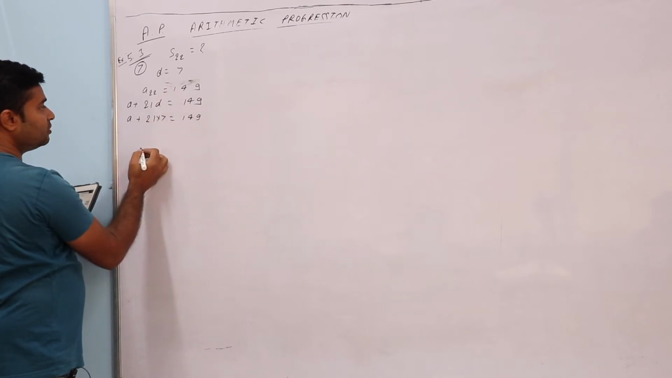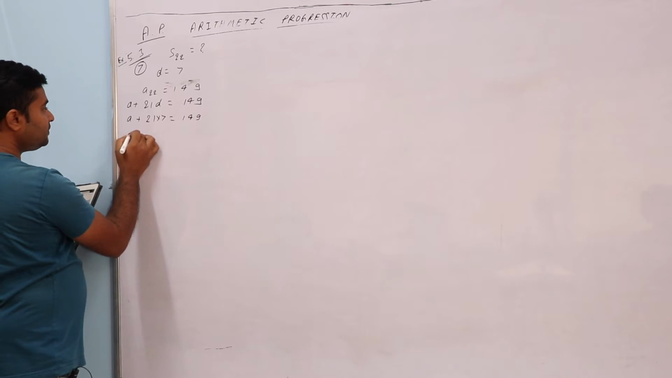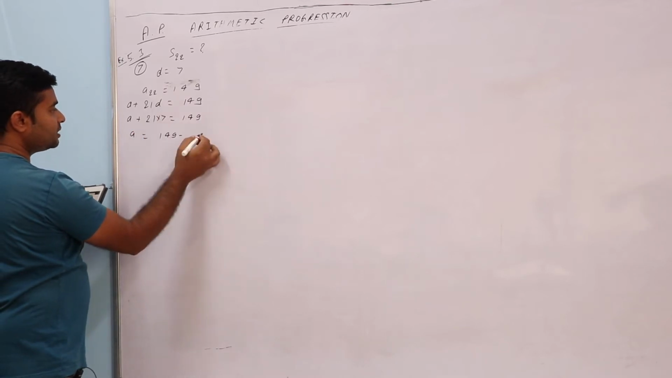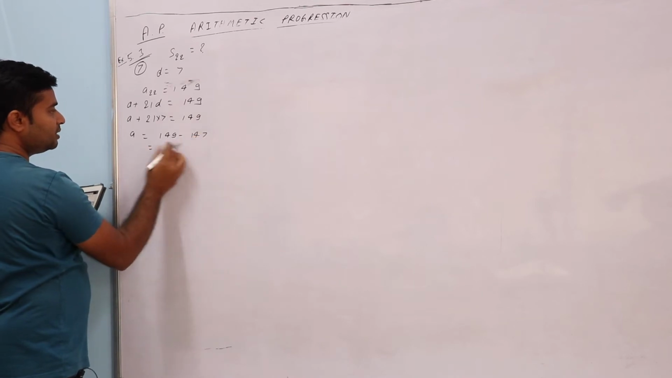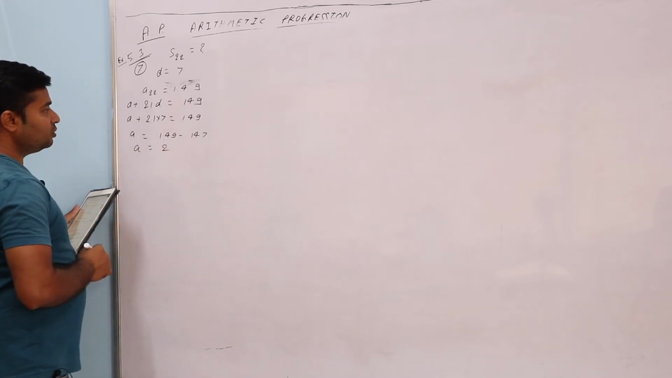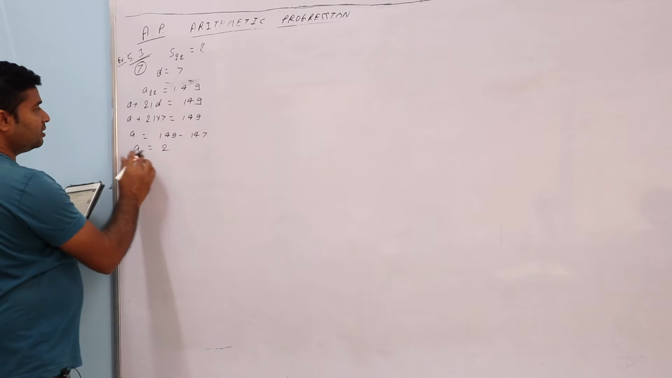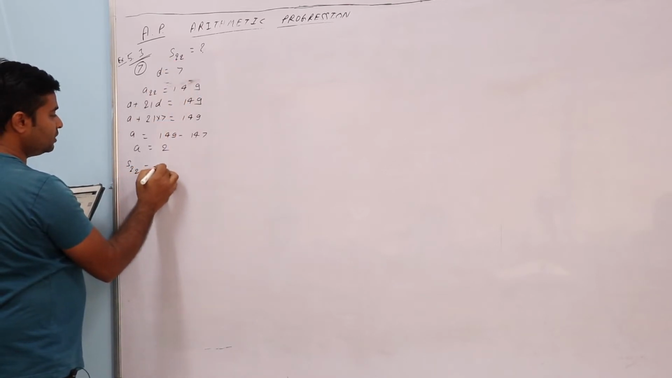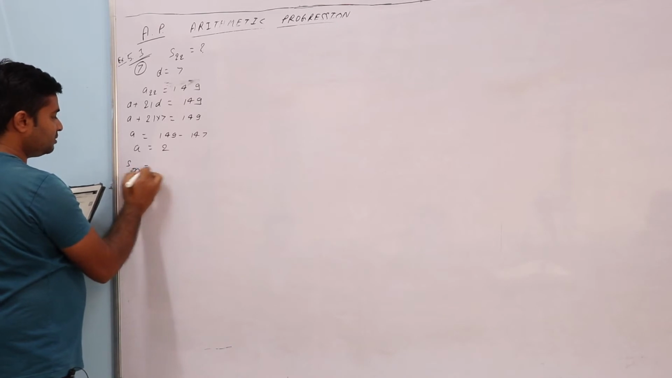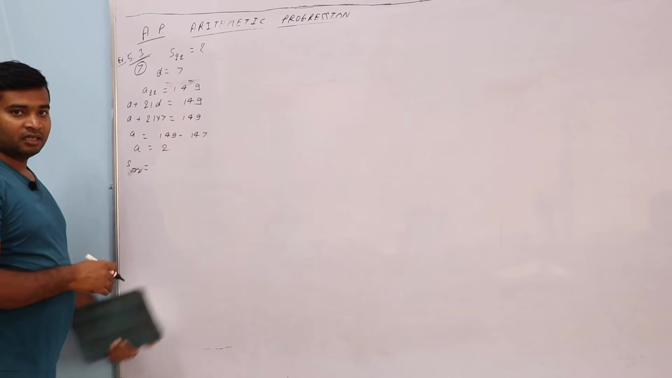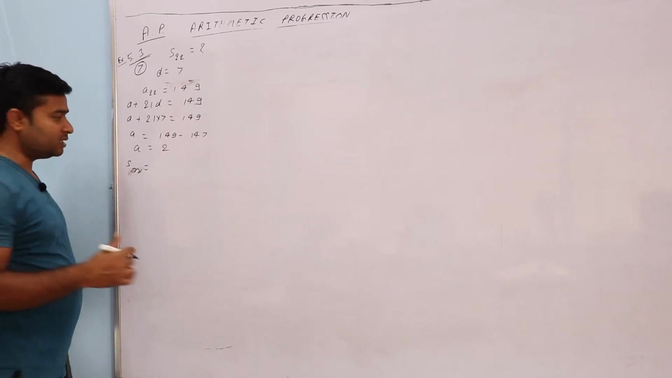Now A is equal to 149 minus 147. So A is equal to how much? A is equal to 2. Now we should find S22. Wait, we should write the formula first. Try to make a habit of writing the formula every time. If you write the formula many times, it will be memorized in the mind.